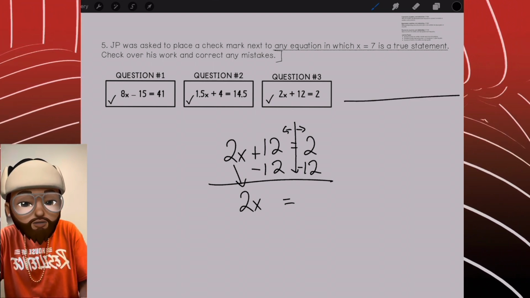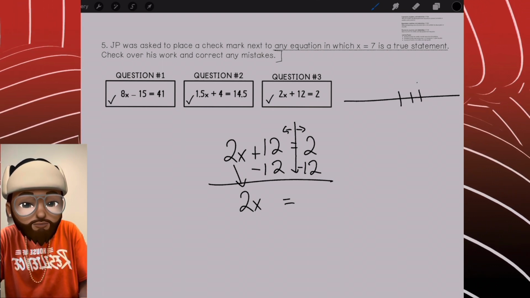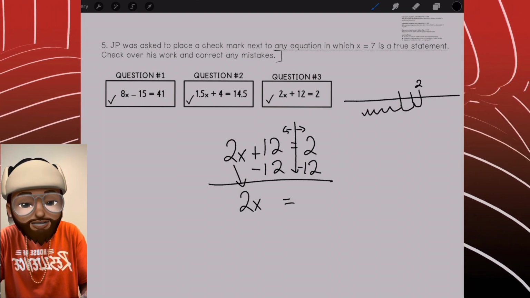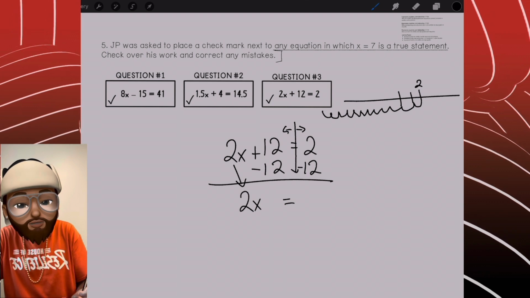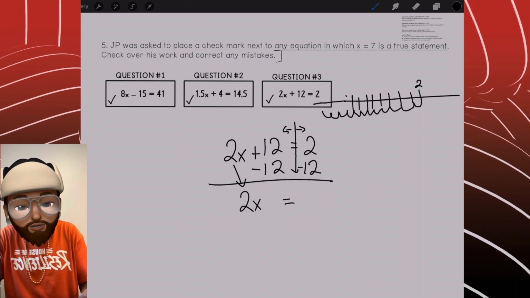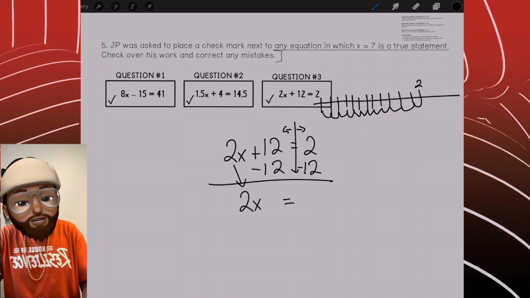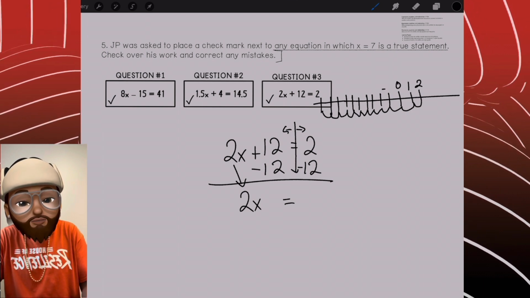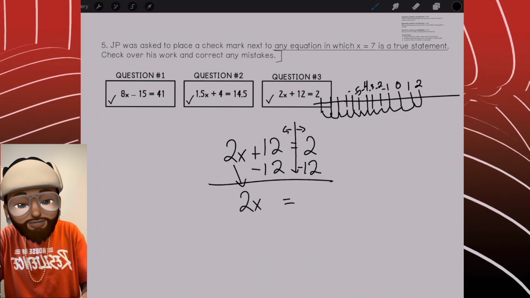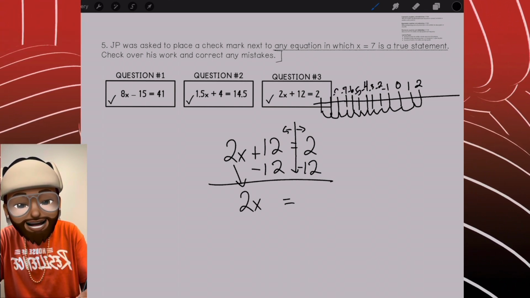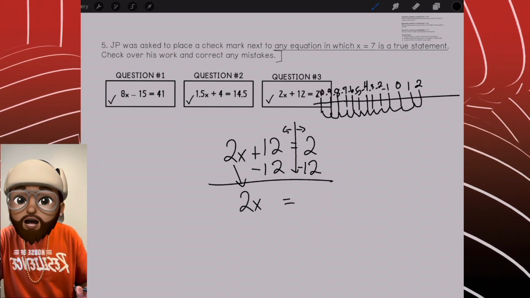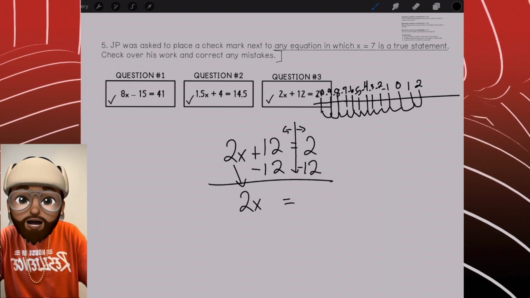Well, if you pull out your number line and you're at 2 here, and you go backwards 12: 1, 2, 3, 4, 5, 6, 7, 8, 9, 10, 11, 12. Let me extend that a little bit and put lines there as well for y'all. So if you extend it, this would be 1, 0, negative 1, negative 2, negative 3, negative 4, negative 5, negative 6, negative 7, negative 8, negative 9, and negative 10. So jumping back 12 from 2, we have a negative 10.